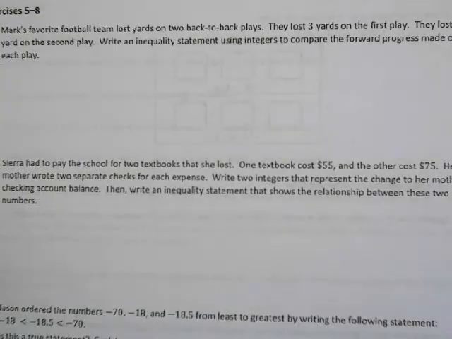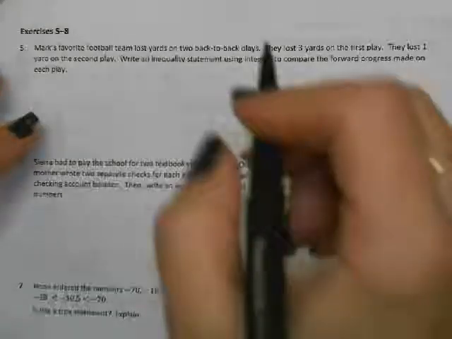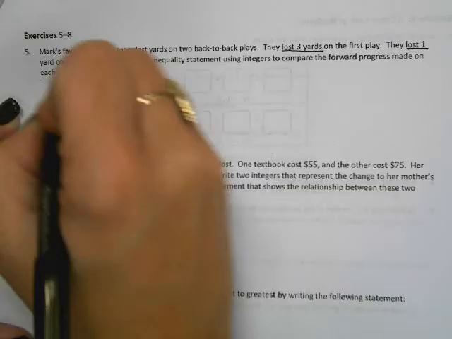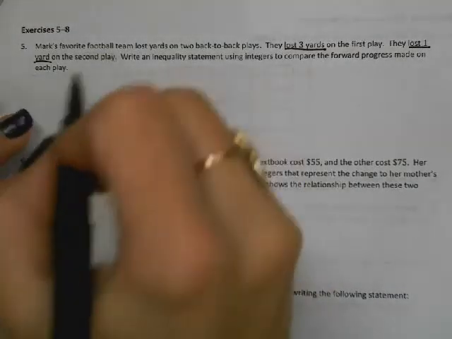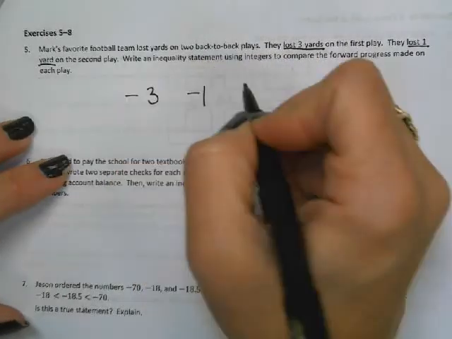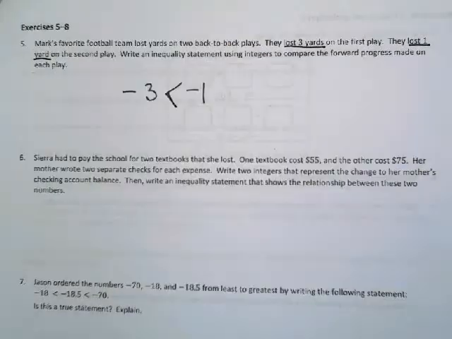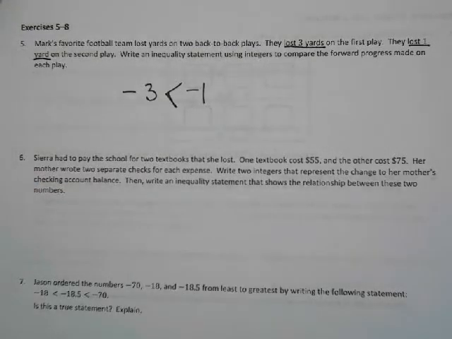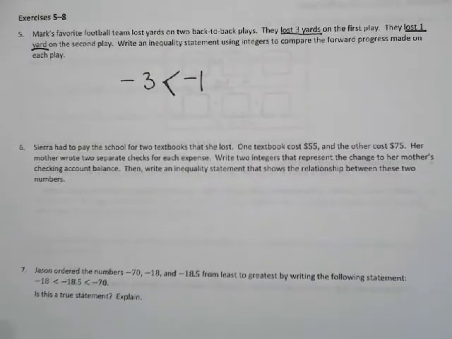So I'm first going to look at my wording so I know whether they're positive or negative and what numbers I'm going to need to list. So they lost 3 yards and then they lost 1 yard. Well, we all know that if you're losing yards in football, it's definitely a negative thing. So to say that they lost 3 yards is a -3, and to say that they lost 1 yard is a -1. So I'm going to say -3 is less than -1. So meaning they lost more yards, right? It's further negative. So we want to think about distance from 0. Okay, so that's how we would write that. -3 is less than -1.